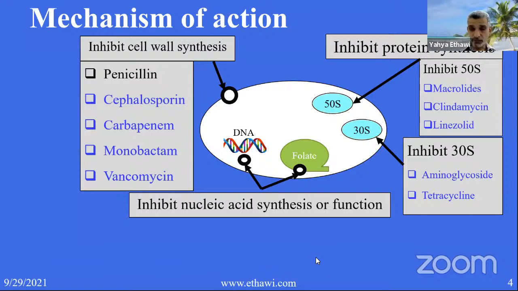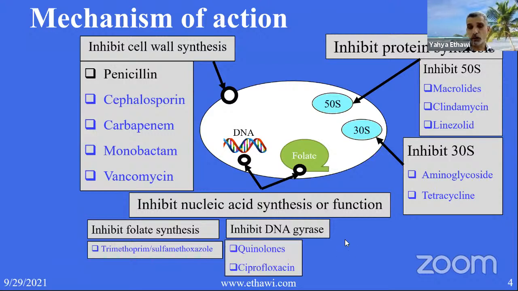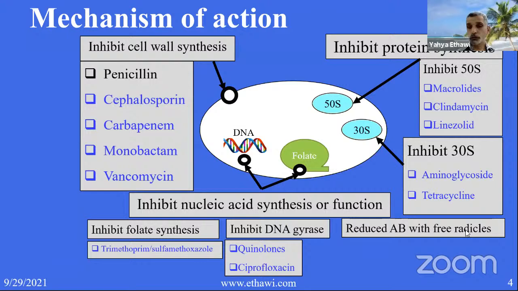There are other antibiotics that inhibit nucleic acid synthesis or function. Those that inhibit folate synthesis, for example, trimethoprim and sulfamethoxazole. And those that inhibit the DNA gyrase, such as quinolones and ciprofloxacin. And there are those that act through free radicals, and an example of that is metronidazole.